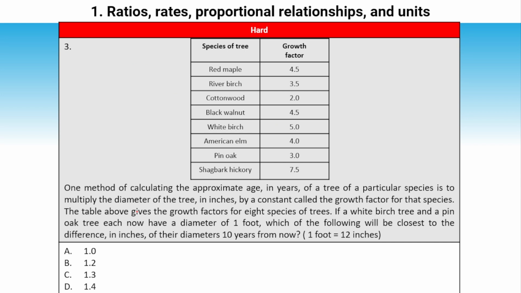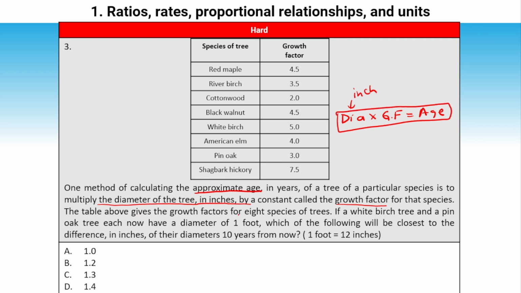So let's see a hard one. Pretty long question. One method of calculating the approximate age in years of a tree of a particular species is to multiply the diameter of a tree in inches by a constant called the growth factor, GF, for that species. That will give the age. So age is basically diameter in inch times the growth factor.